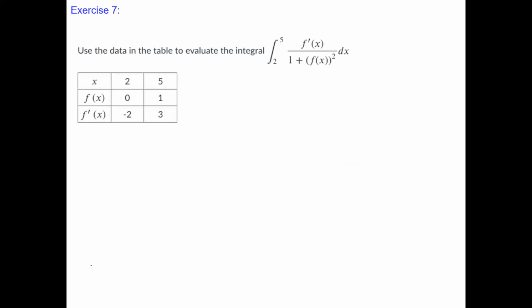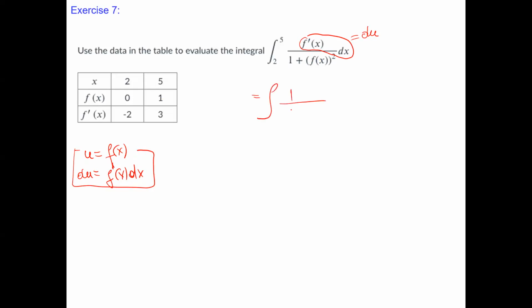Another table, but a little bit different. What do we see? We see 1 plus quantity squared, probably arctangent, so let's take this quantity and let u be this quantity. du is the derivative, f prime of x dx, and we can see f prime of x dx is waiting to be rewritten as du. This will be 1 plus u squared du. So nice. The integral of this is arctangent of u.